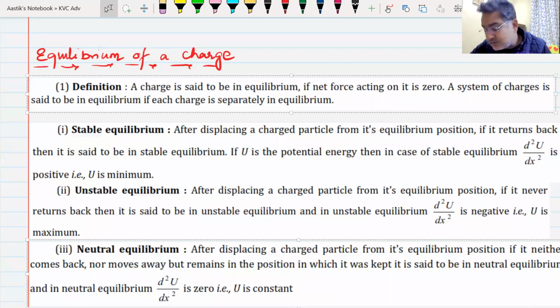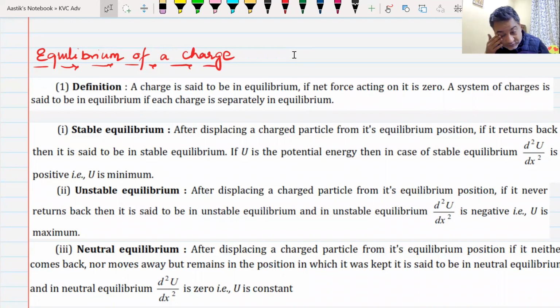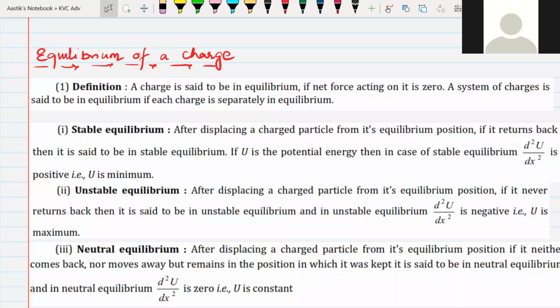Three types of equilibrium: stable, unstable, and neutral. In stable, unstable or neutral equilibrium, force is zero, du by dx is zero. In stable equilibrium, if you remove it from that position, it will try to come back to its original position. d2u by dx square is positive, energy is minimum. Unstable equilibrium, d2u by dx square is negative, potential energy is maximum. In neutral equilibrium, d2u by dx square is zero, that is, energy is constant. Give you 2 minutes to again note it down. Then we move ahead in life. We have to always move ahead in life.